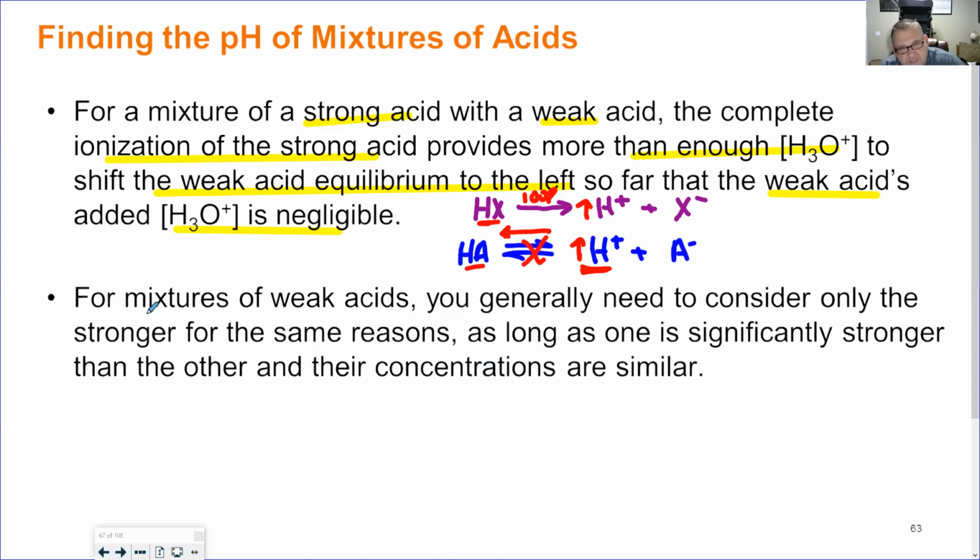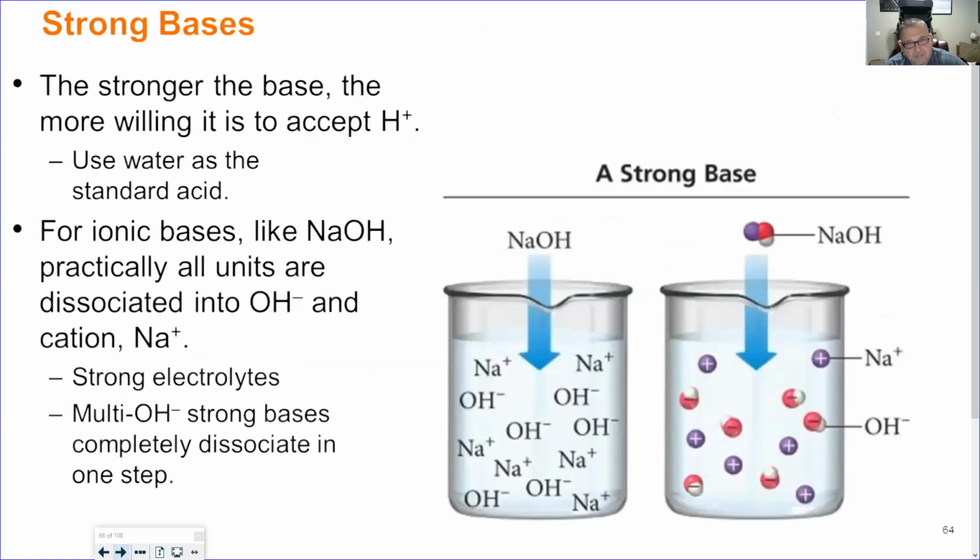Now, if it is a mixture of two weak acids, life gets a little bit more complicated. Usually we just consider the stronger of the two, provided the values of Ka are separated by at least 2 orders of magnitude. What happens is the one that is significantly stronger has a similar effect as the strong acid on the weaker ones. But if the Ka values are not separated by 2 orders of magnitude, it's a much more complicated problem.